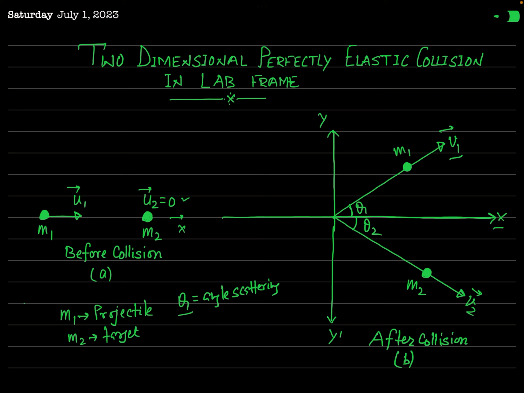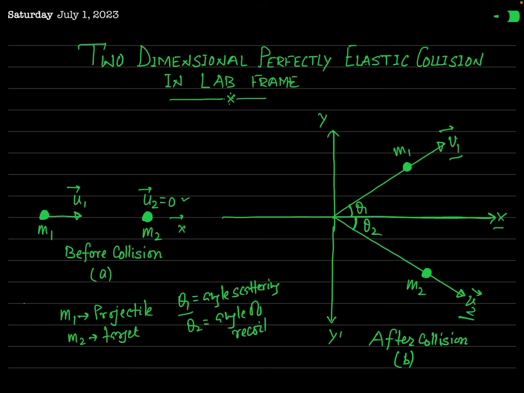On the other hand, you can see that the target, which was at rest before collision, is now moving with velocity v2, making an angle theta 2 with the initial direction of motion of m1, that is, the direction of the x-axis. This angle theta 2 is actually the angle of scattering for the target, but it is commonly called the angle of recoil.